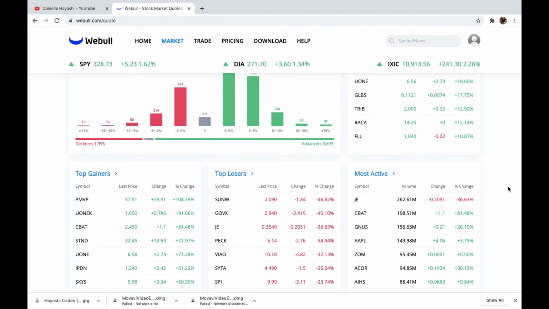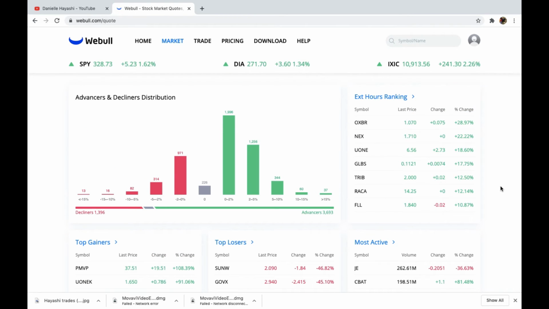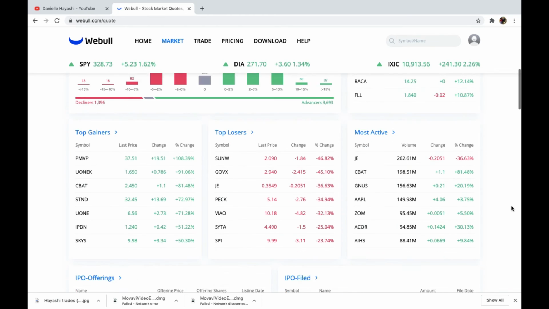So you saw JE, CBAT, GNUS, okay? So that's interesting. Even though they had the most volume, they weren't actually in the top gainers except with the exception of CBAT. So it's kind of interesting to see, even though there's a lot of volume, it's not necessarily a top gainer, but there's many people that are in it. So then extended hours, okay, which were the big gainers here? You can see that as well.